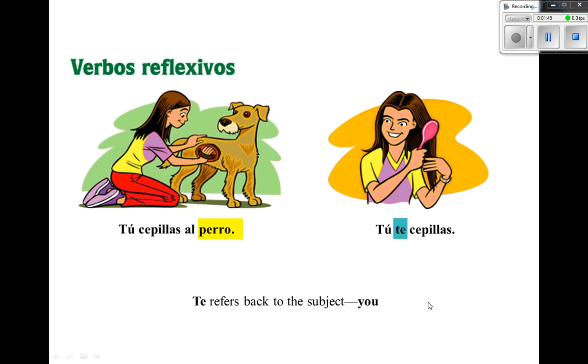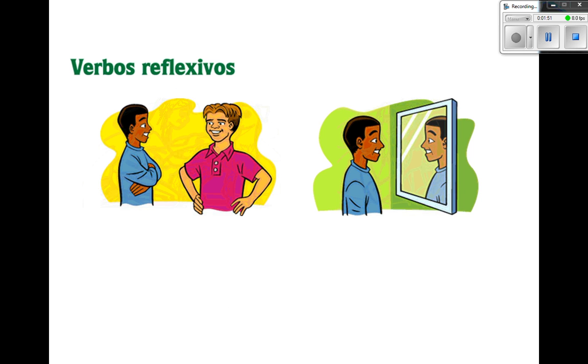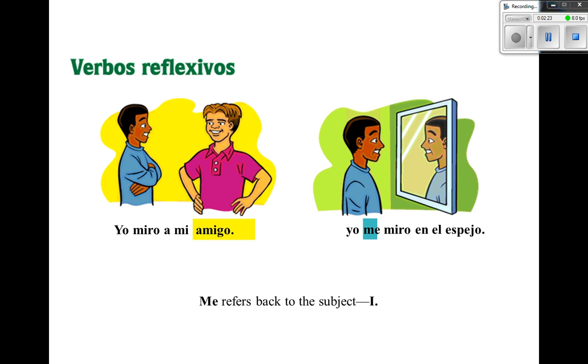Let's take a look at one more example. I want to say, I am looking at my friend. Miro a mi amigo. Conjugate my verb to agree with the subject, yo. Who am I looking at? My friend. Versus this picture on the right, I'm looking at myself. You're conjugating the verb mirar to agree with the subject, yo. But take a look at the me. Me just means that I am doing the action to myself. Me miro en el espejo. I look at myself in the mirror.